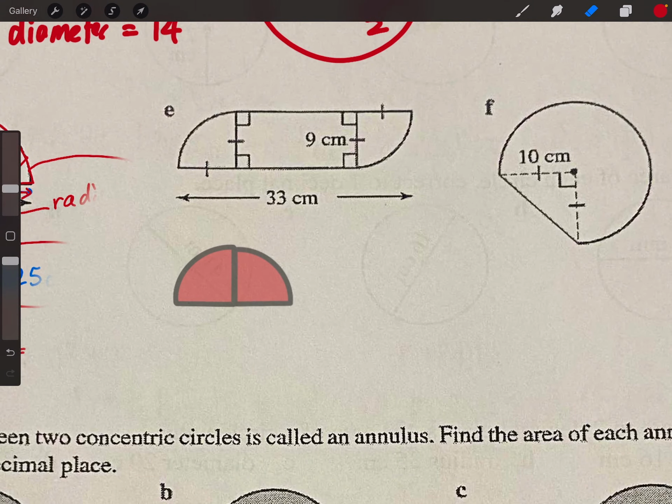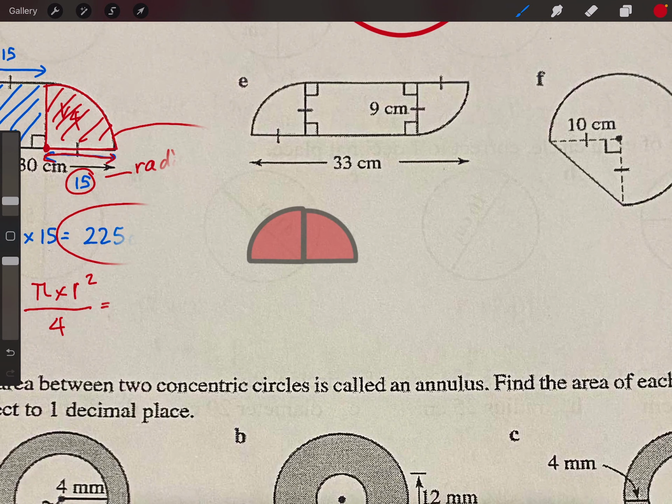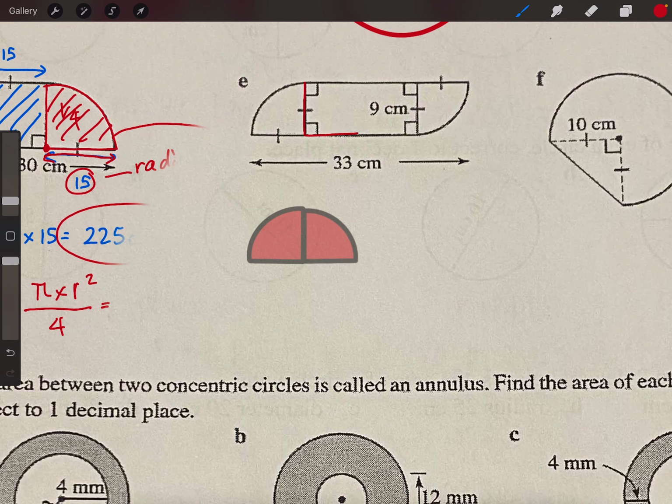When you combine those 2 quarter circles, you get a semicircle, half a circle. So what we need to do is find the area of this semicircle, and then find the area of this rectangle, and then add them together and we get the full area.